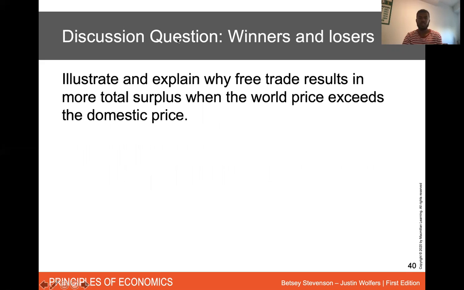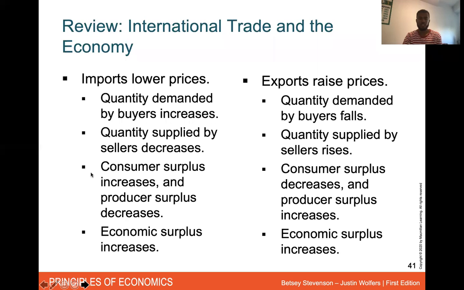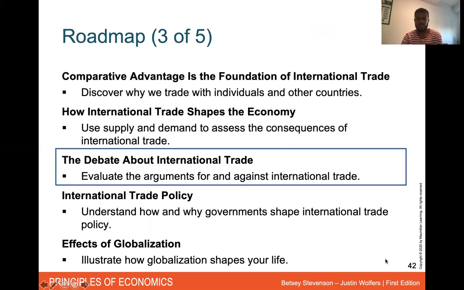And another discussion question: illustrate and explain why free trade results in more total surplus when the world price exceeds the domestic price. And here's just a review, basically the same as before. And yep, that's it for this section.